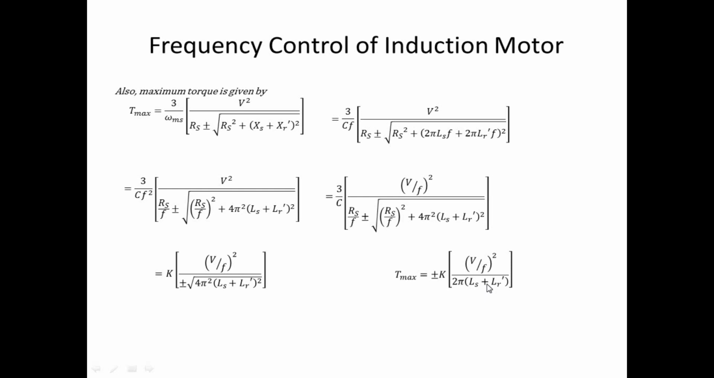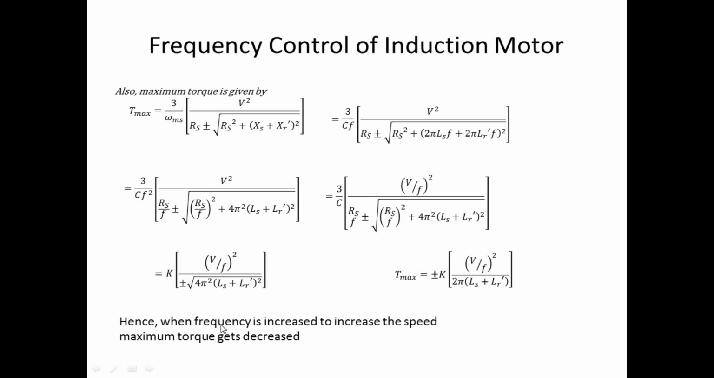So if you are looking here, in case of frequency control, we said that in order to increase the speed, we are increasing this F. If you are increasing this F, T max is inversely proportional to square of this F. So T max will be decreasing in a square proportion. So if you are increasing the frequency in order to increase the speed, maximum torque gets decreased. So this is another demerit.